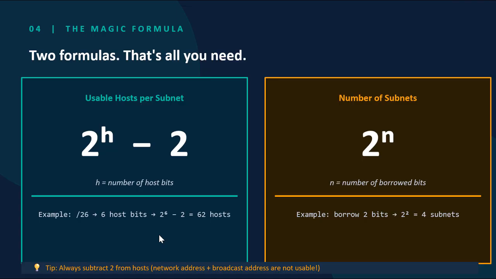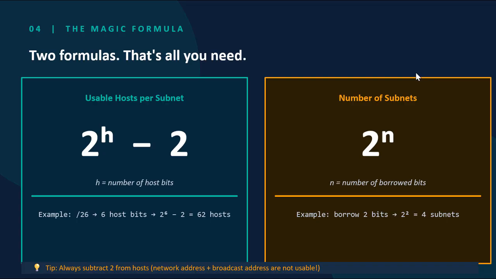Here, an important thing is, why do we need to subtract 2? It's because the first address in every subnet is the network address. It is used to identify the subnet itself, and the last address is the broadcast address, used to send traffic to all the devices in the subnet. So neither of those can be assigned to a device. That's why we subtract 2 from the number of hosts.